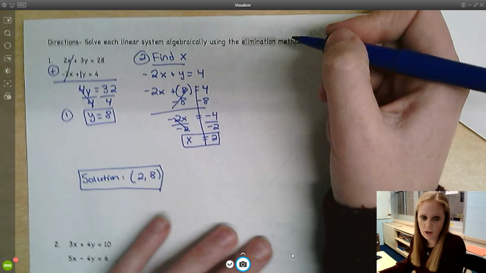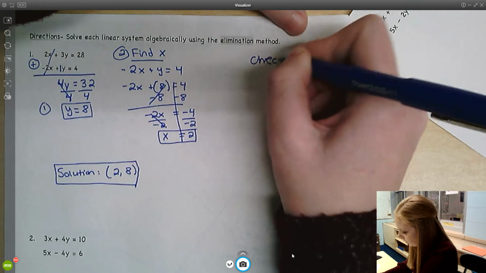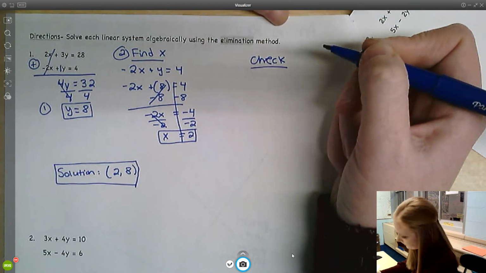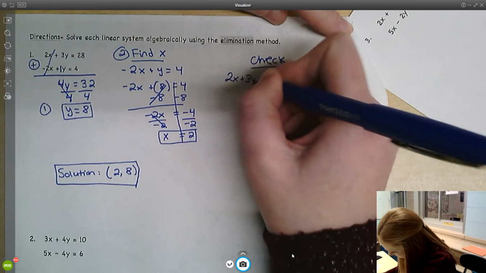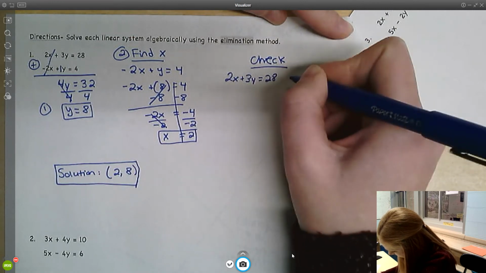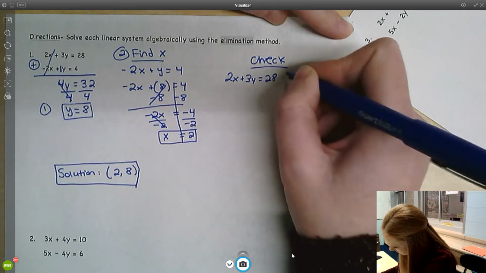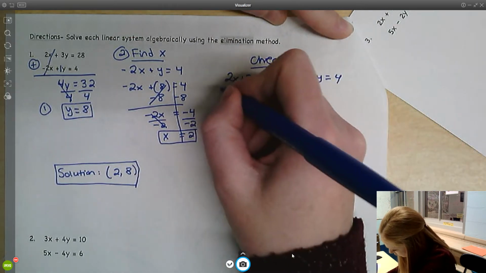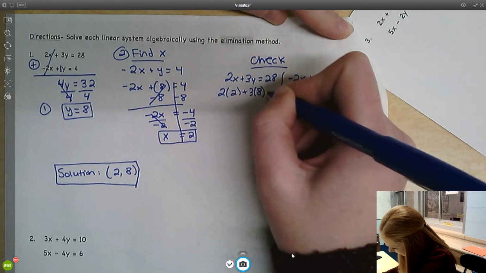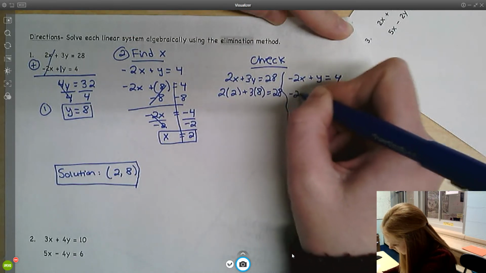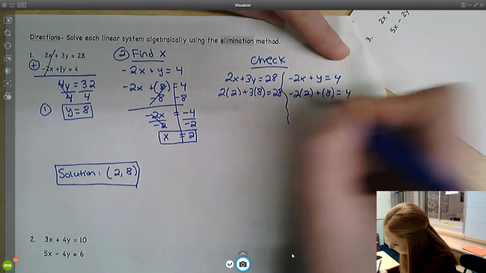I will show you the check for probably just this one, so you know what to do, but you can do it on all of them, especially on your test. I'm going to rewrite both originals. Plug in 2 for x and 8 for y, because that's what we said our solution is, and see if it checks out.